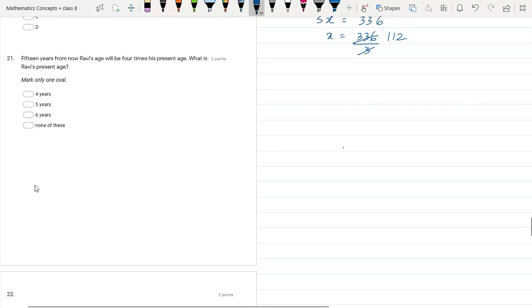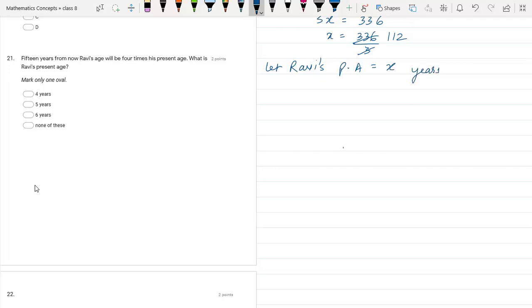Now question number 21. 15 years from now Ravi's age will be 4 times his present age. What is Ravi's present age? Whatever is asked in the question, I have told you to assume that thing as x. It is asking for the present age, so let Ravi's present age be x years. Now this is the assumption part.